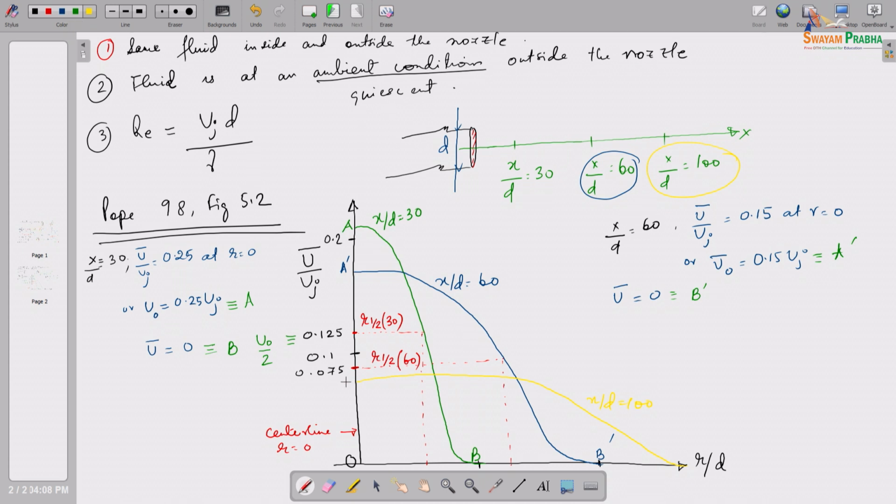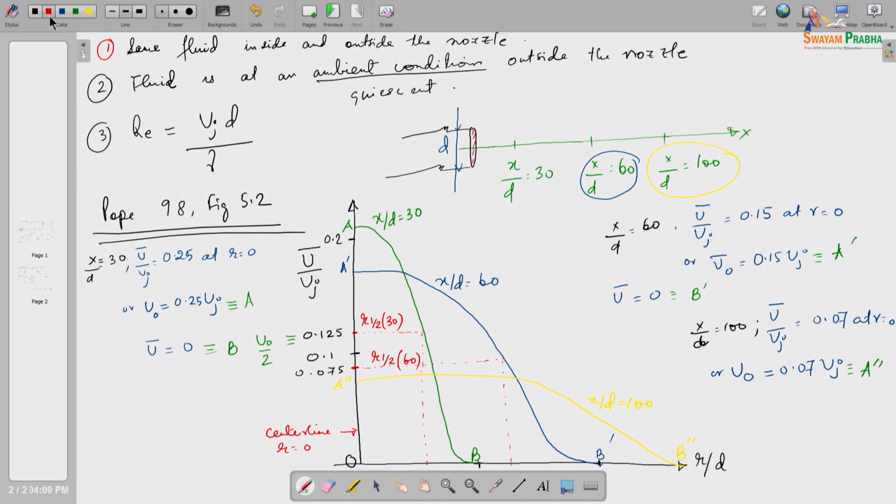So, this is say b double dash, okay. So, then x by d equal to 100, okay. So, what is that? u mean by uj is basically, let us just say it is about 0.07 at r equal to 0, or u mean, basically central line velocity, is about 0.07 uj, right, and that corresponds to b double dash. Okay. So, that is my u mean.